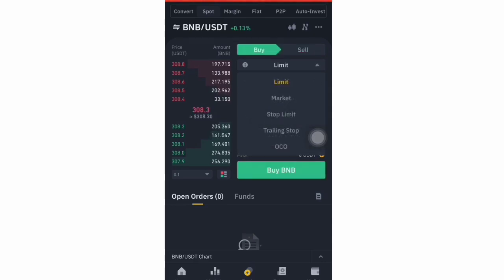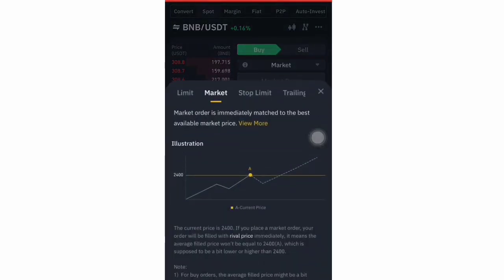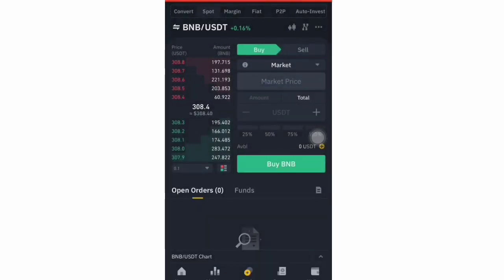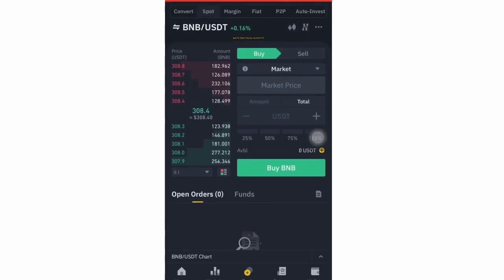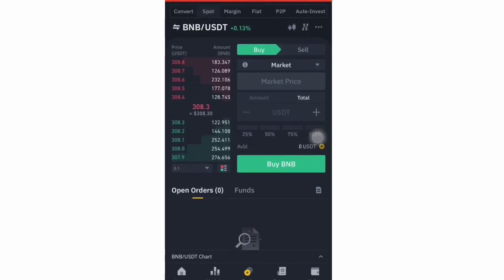Market actually is buying instantly, like you are buying instantly from the market. So let's say this is the price right now. I want to buy at the market price, and the market price is actually 3 something, right? Look at it here, 308.4. So once I click buy, if I have my currency here, USDT, I'm going to place the buy directly. I'm buying at this price. So I can't set a precise price at which to buy or sell. That's the essence of market price.